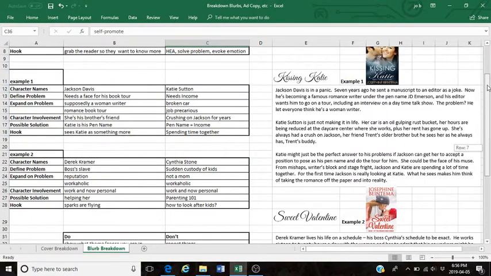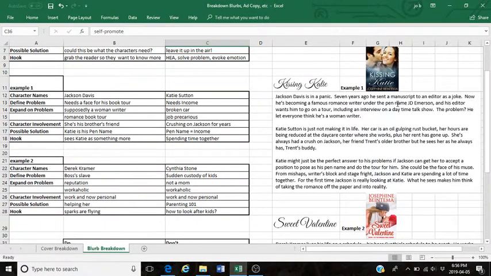So let's go back to Kissing Katie and talk about it. Well, you know what? I will read it for a moment. Jackson Davis is in a panic. 7 years ago, he sent a manuscript to an editor as a joke. Now he's become a famous romance writer under the pen name J.D. Emerson, and his editor wants him to go on a tour, including an interview on a daytime talk show. The problem? He let everyone think he's a woman writer.